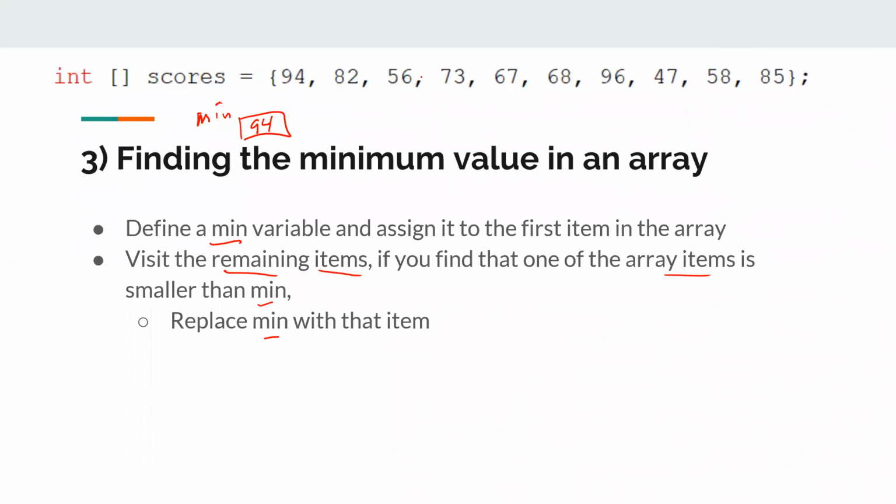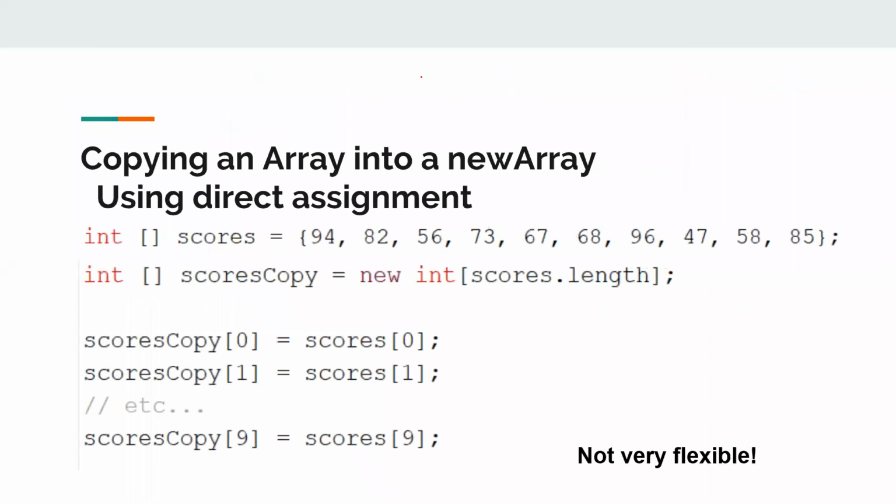When you go through that whole array, at the end, you're going to have the smallest item in the min variable, and then just return that.